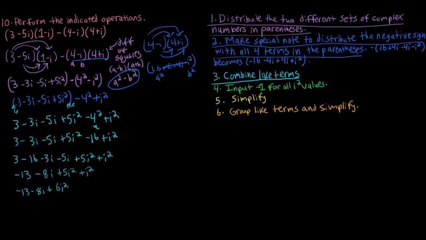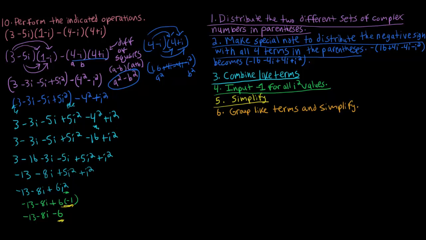Now for step 4, we want to input negative 1 for all i squared values. So we have negative 13 minus 8i plus 6. Input that negative 1 for the i squared value, so 6 times negative 1. So you end up with negative 13 minus 8i. 6 times negative 1 is minus 6. And that's kind of what we did right here. By multiplying the two, we were simplifying.